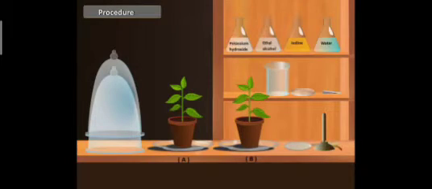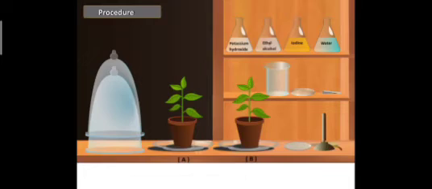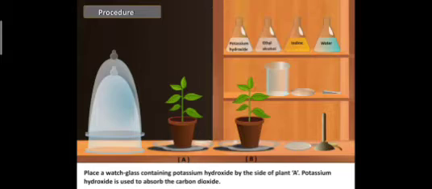Procedure. Take two healthy potted plants which are nearly the same size. Keep them in a dark room for 3 days. Now place each plant on separate glass plates. Place a watch glass containing potassium hydroxide by the side of plant A. Potassium hydroxide is used to absorb the carbon dioxide.